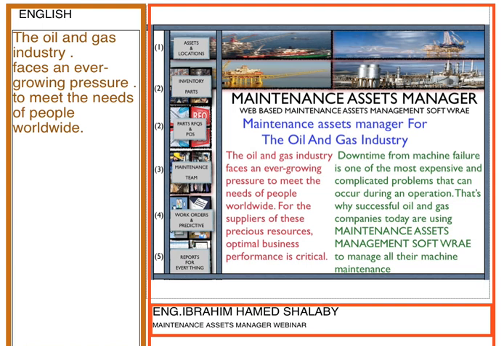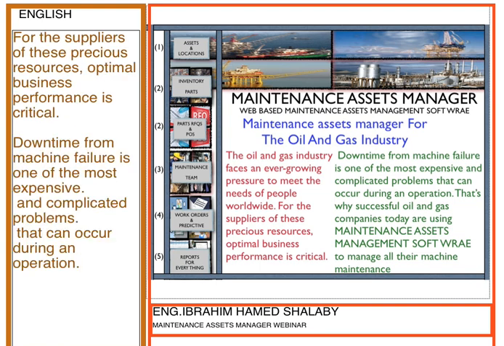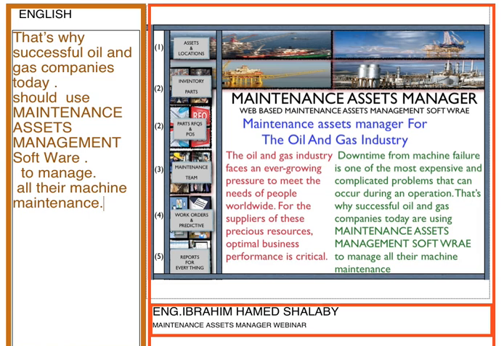The oil and gas industry faces an ever-growing pressure to meet the needs of people worldwide. For the suppliers of these precious resources, optimal business performance is critical. Downtime from machine failure is one of the most expensive and complicated problems that can occur during an operation. That's why successful oil and gas companies today should use maintenance assets management software to manage all their machine maintenance.